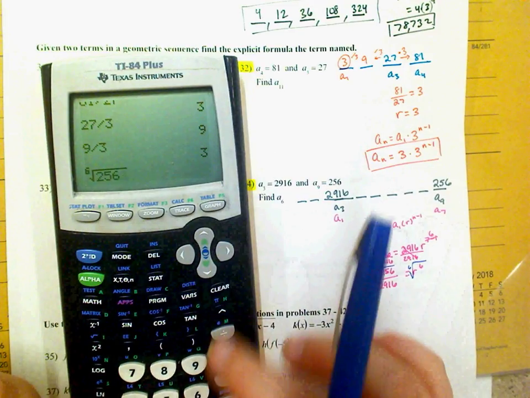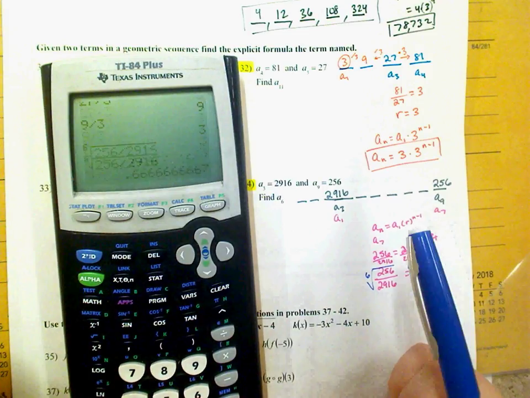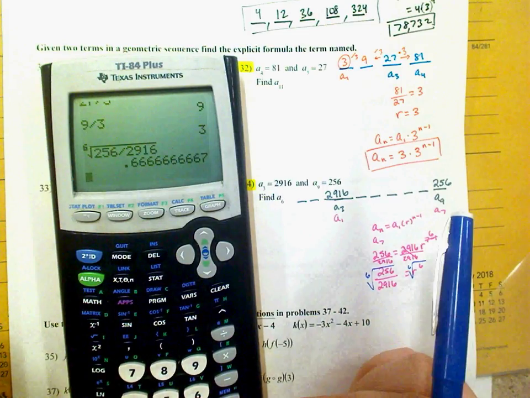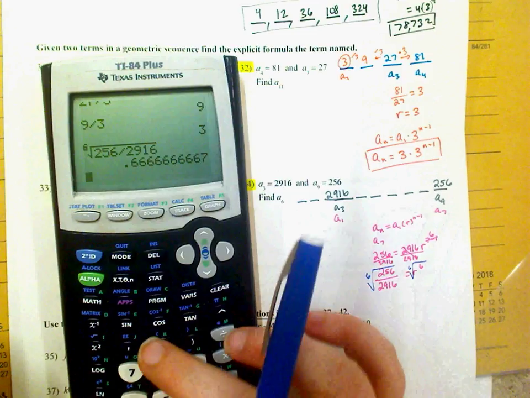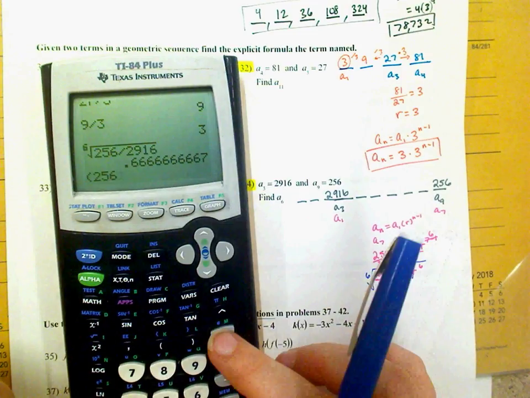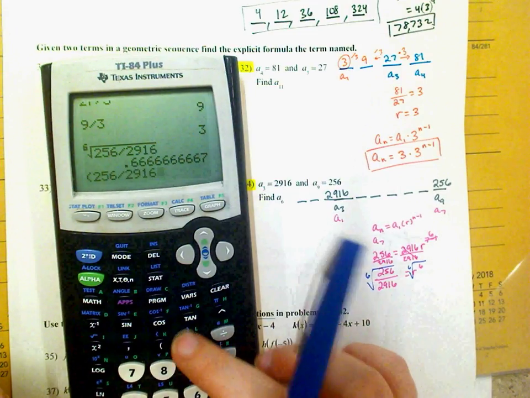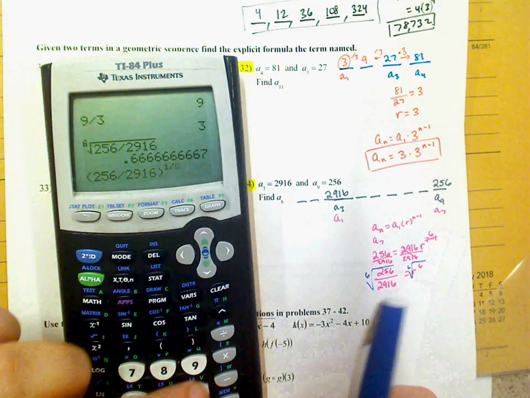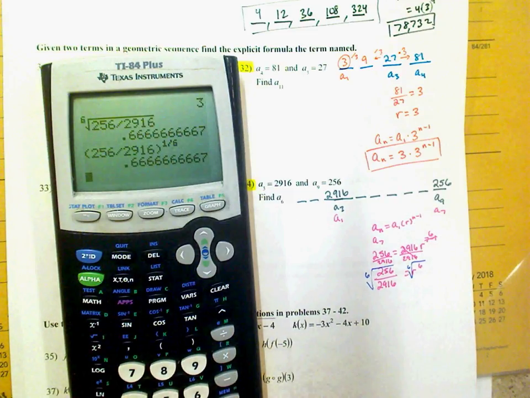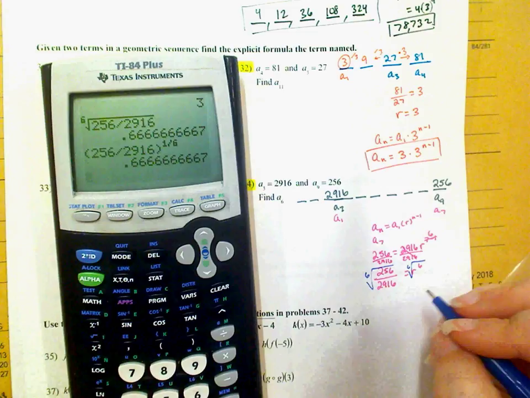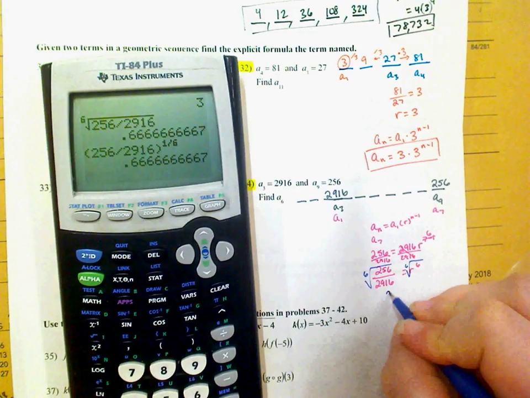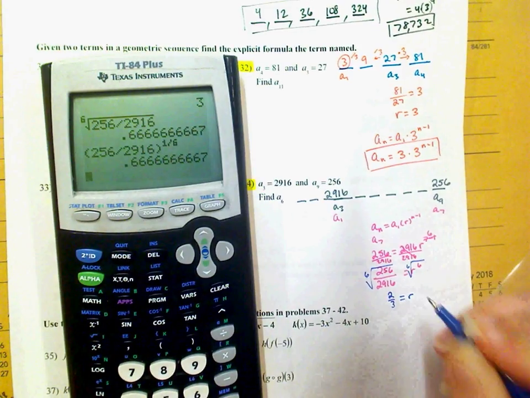Or you can just raise the quotient to the 1/6 power. Either way, 1/6 and the 6th are the same thing. So basically you get 0.6 repeating, which is 2/3. Wonder if it'll do it for me. Yeah, okay. So my common ratio is 2/3.